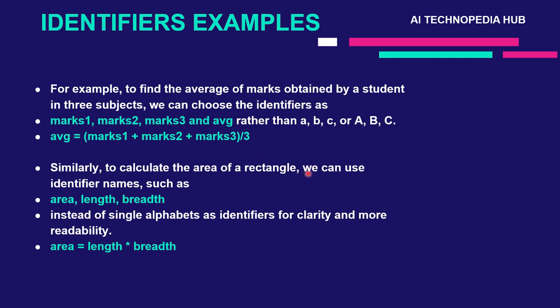Similarly, to calculate the area of a rectangle, we can use identifier names such as area, length, breadth, instead of single alphabets as identifiers, for clarity and more readability, like area is equal to length into breadth. So here we have given meaningful names like area, length, and breadth.